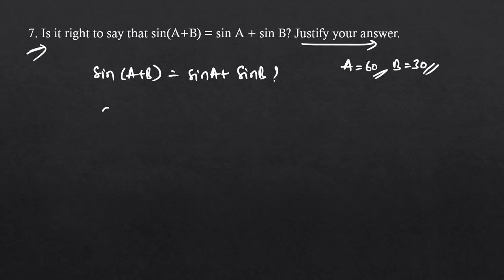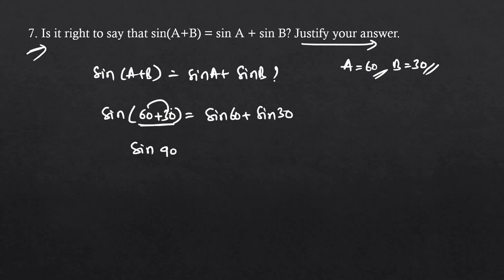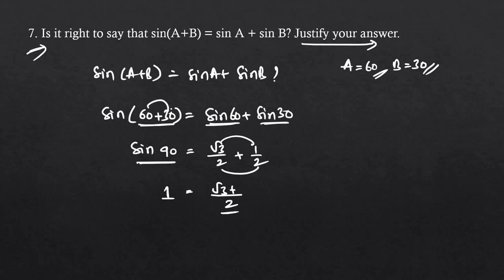I will substitute this value. Sine of A plus B, 60 plus 30. Sine A is 60 and sine B is 30. So sine of 60 plus 30 is sine 90 degrees. Sine 60 is root 3 by 2, plus sine 30 is 1 by 2. Now sine 90 is equal to 1. So taking LCM 2, the numerator will be root 3 plus 1, and LCM is 2.